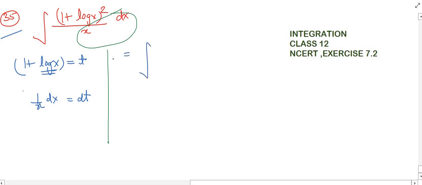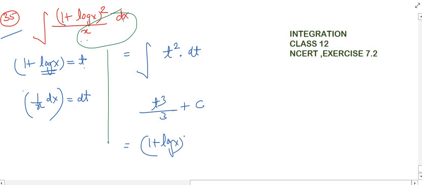So I will get 1 plus log x is t. I have taken 1 plus log x is t, so it is t square. What is dx by x? Dx by x is dt. So integration is t cube by 3 plus c. And what was t? 1 plus log x cube by 3 plus c. That's it.